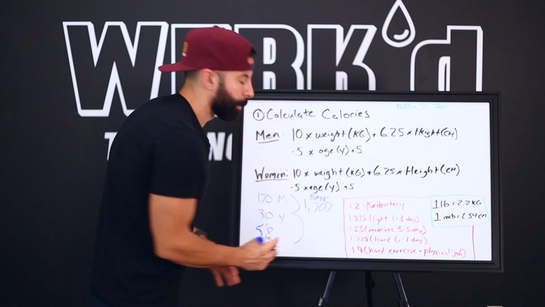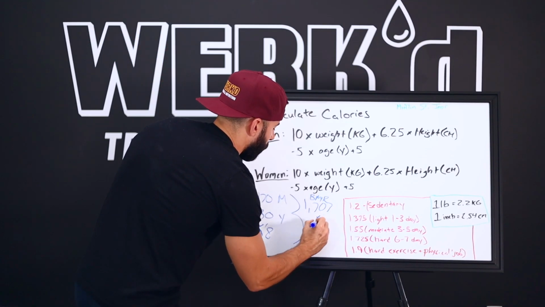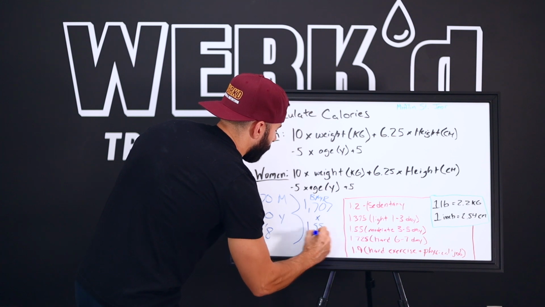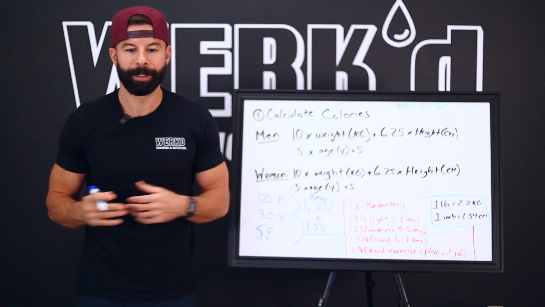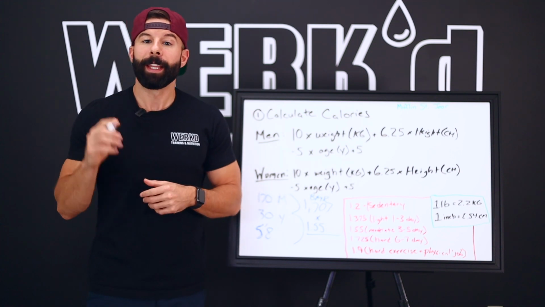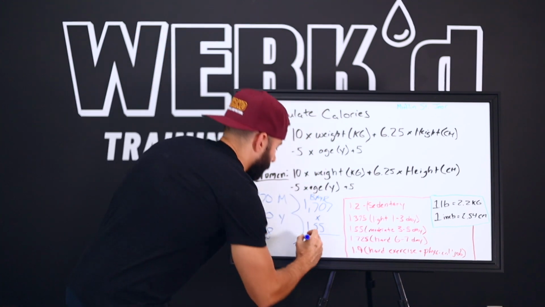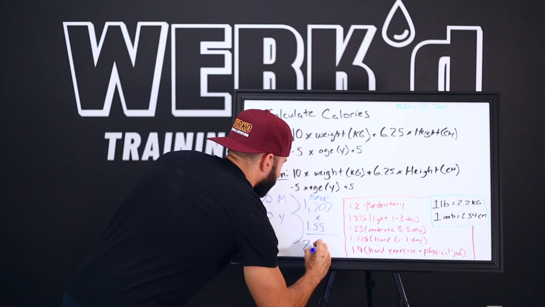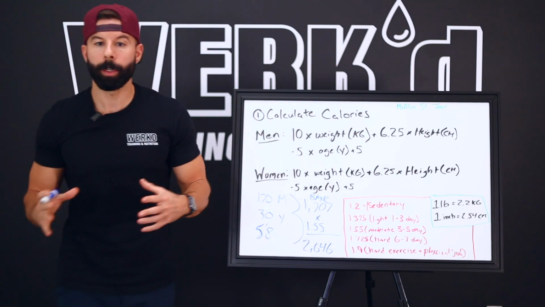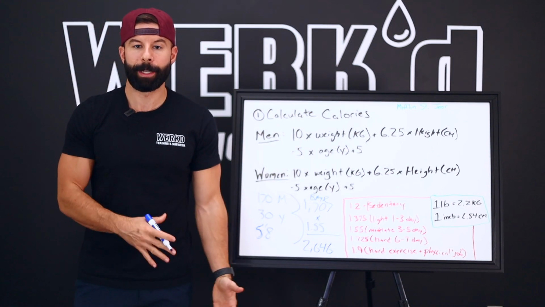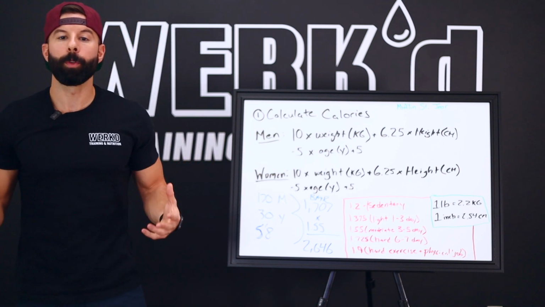So we're going to take this BMR and multiply it by that 1.55 activity factor, and this is going to spit out our TDEE. According to the quick math I just did, 2,646 calories is our TDEE. Okay, so now we know what our total daily energy expenditure is: 2,646 calories. What do we do from here?